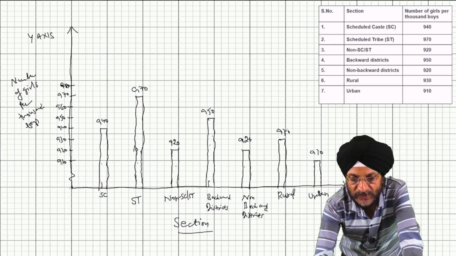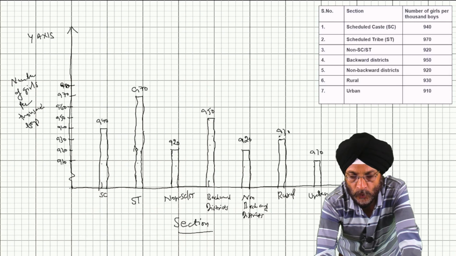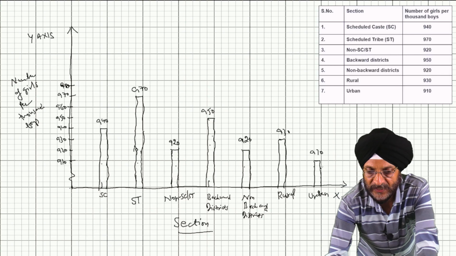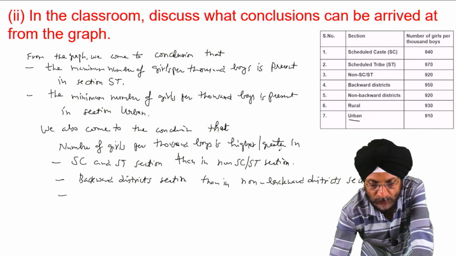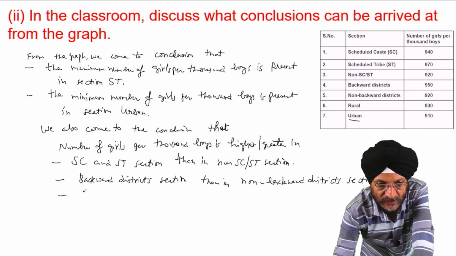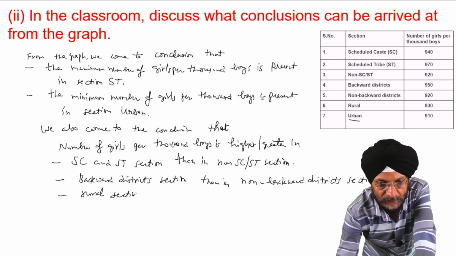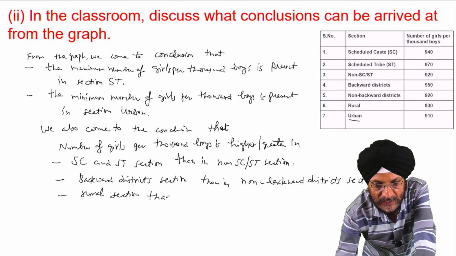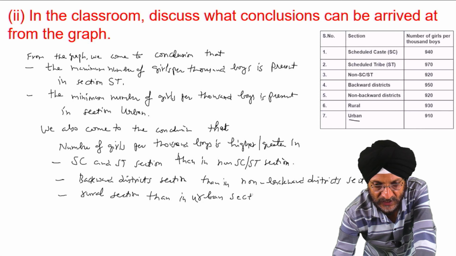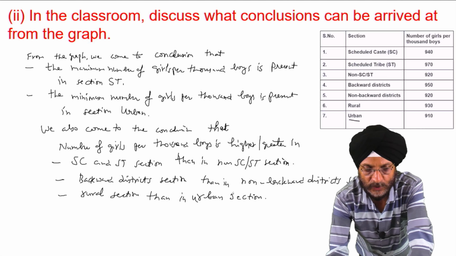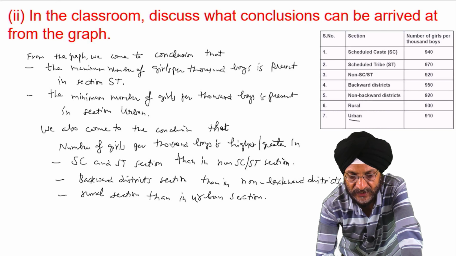Number of girls per 1,000 boys is higher in rural in comparison to urban. The number of girls per 1,000 boys is higher or greater in rural section than in urban section. You can also write it as in rural area than in urban areas.